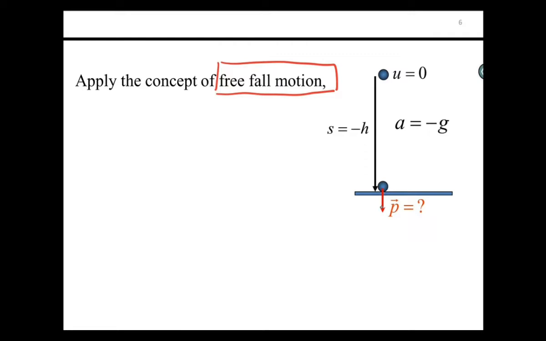Soalan nak tanya berkaitan dengan momentum. So, kita tahu momentum is equal to mv. So, the value of momentum, kita tak tahu. So V pun kita tak tahu. So ada two unknown yang kita tak tahu. So kita boleh gunakan free fall motion punya equation. So V square is equal to U square minus 2GS.